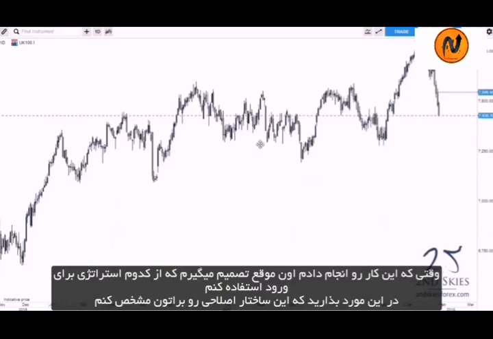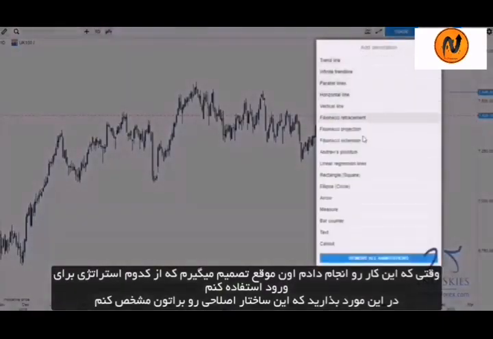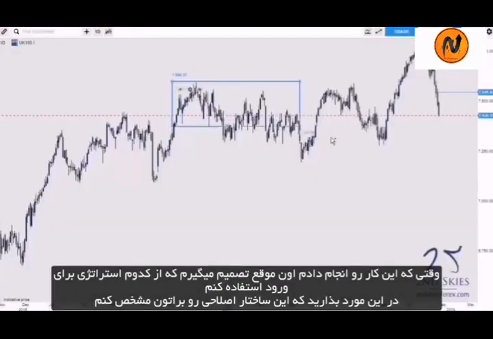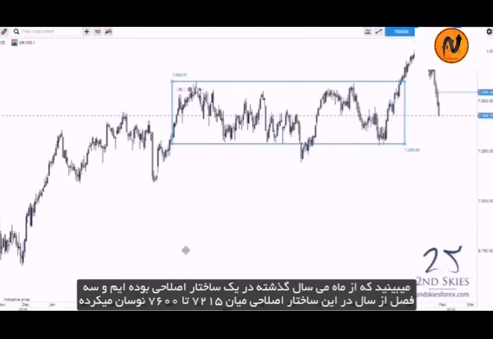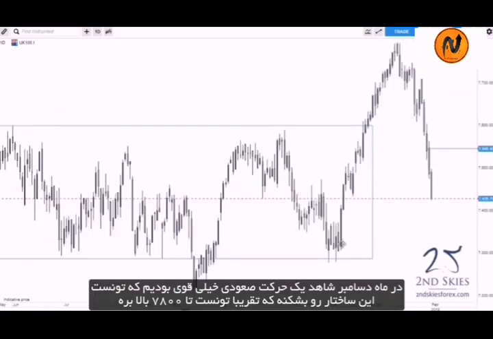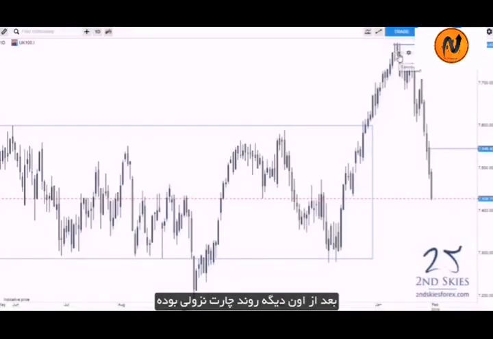Now for this one, what I'd like to do is mark this structure here. You see that there is this corrective structure that we had been in since May of last year. So Q2, Q3, Q4, all of last year, several months we were stuck between 72.25, 72.5, and 76. Towards December, though, we had a very bullish impulsive run. We broke out of it, just climbing. It went to about 78, and then the market started to sell off.